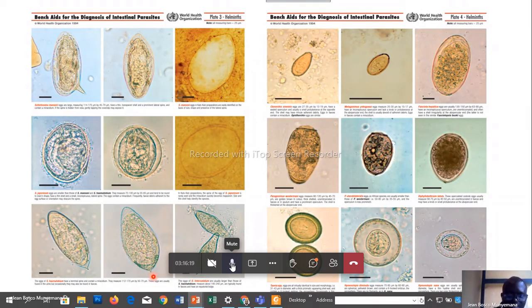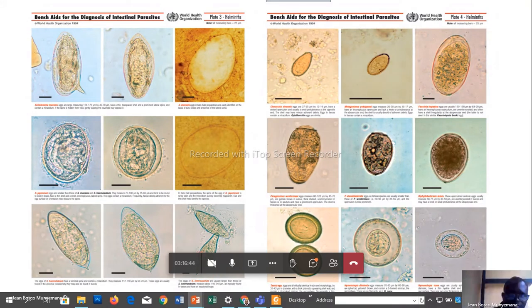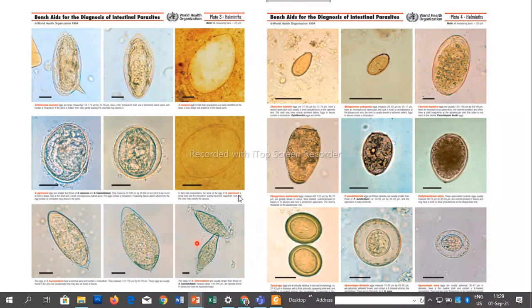That is Schistosoma haematobium. Yes, it has a terminal spine. Schistosoma japonicum. Yes, Schistosoma japonicum. This is Schistosoma intercalatum. Yes, so we have four.